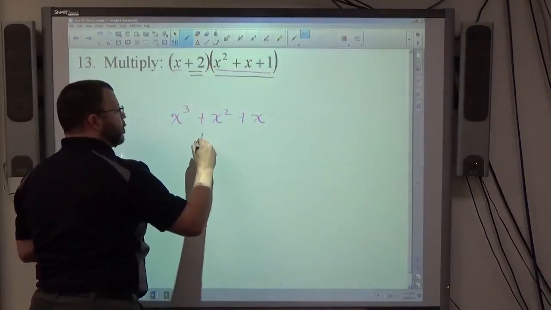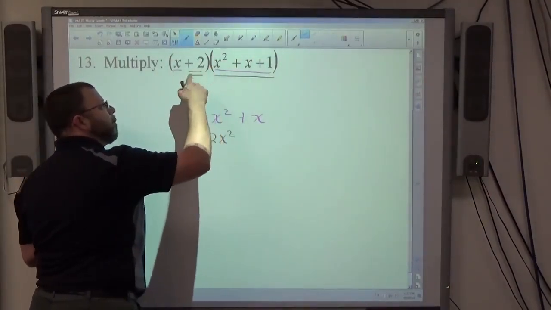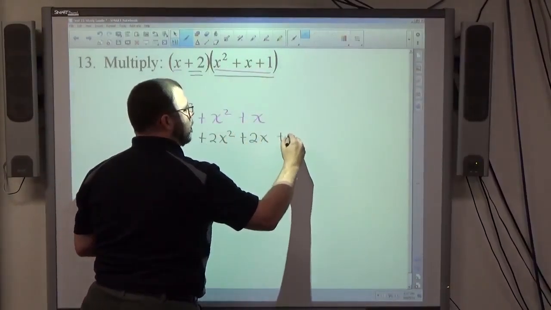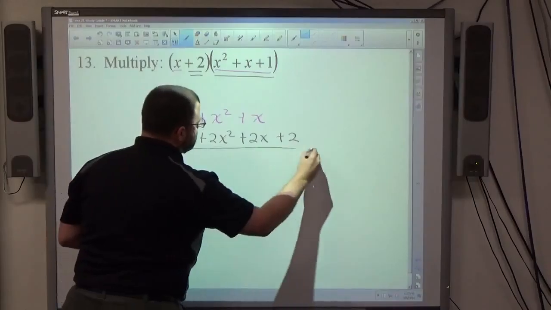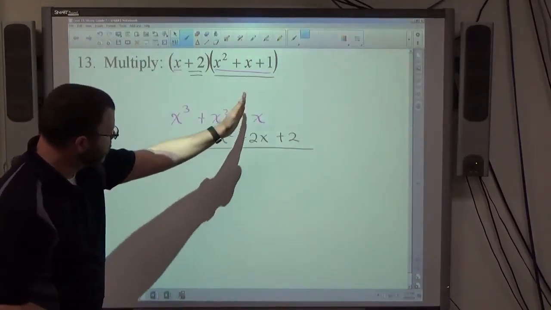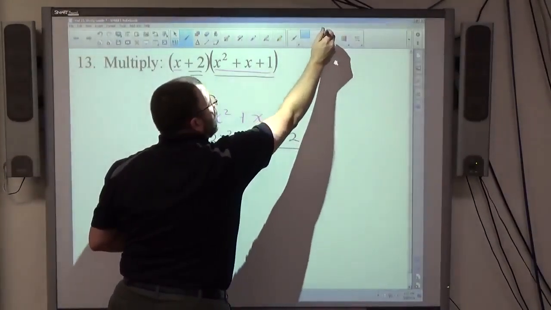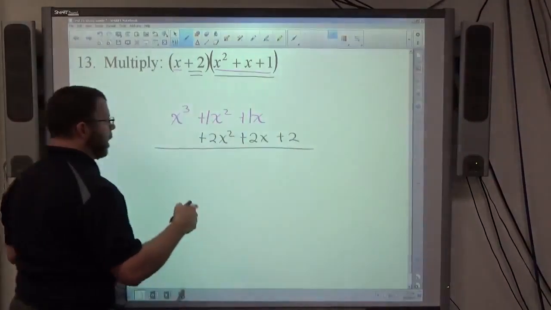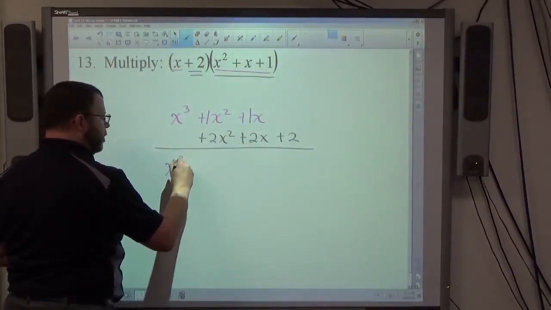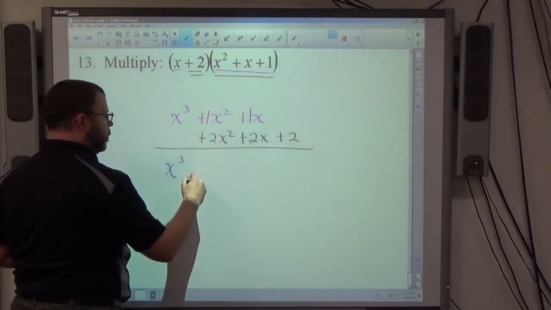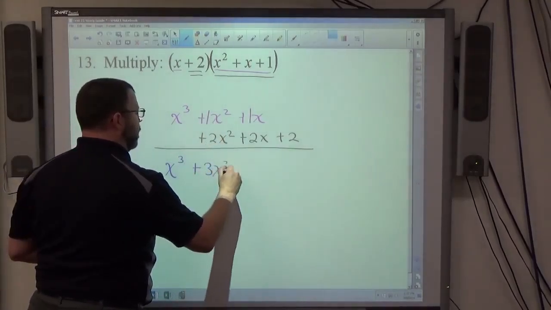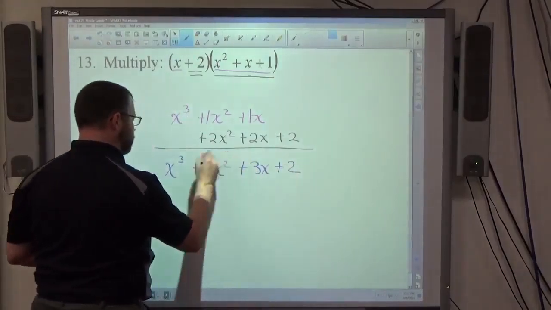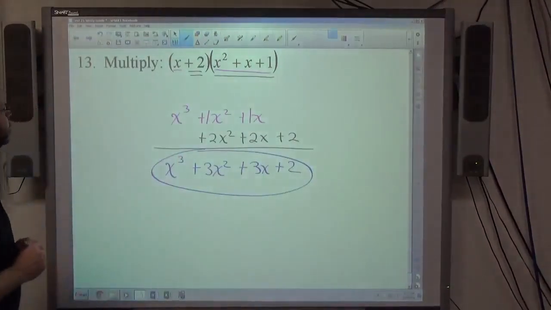Positive 2 times x squared is positive 2x squared. Positive 2 times x is positive 2x. Positive 2 times positive 1 is positive 2. X cubed, x squared, x's, constant. And this is 1x squared and this is 1x, and we're adding together. Keep that in mind. X cubed plus nothing is x cubed. 1x squared plus 2x squared is 3x squared. 1x plus 2x is 3x. 2 plus nothing is 2. And there's the product.